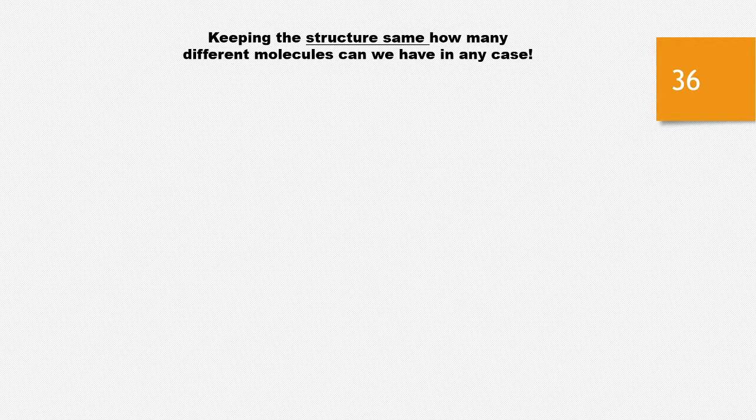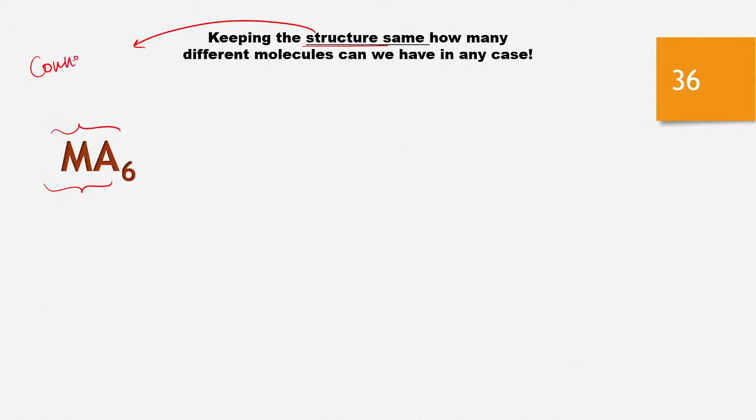What happens, how to apply stereochemistry, what to think about now in this geometry. One very simple idea to start thinking about this kind of molecules is: suppose you have a given structure. Keeping the structure the same, how many different molecules can you make in any case? By structure I mean the connection of atoms. You can't change the connection of atoms. You have to maintain the same connection of atoms.